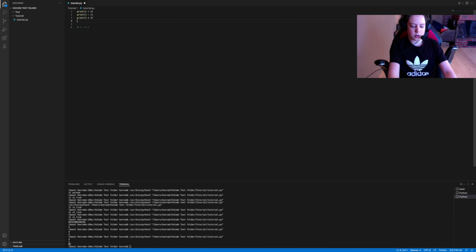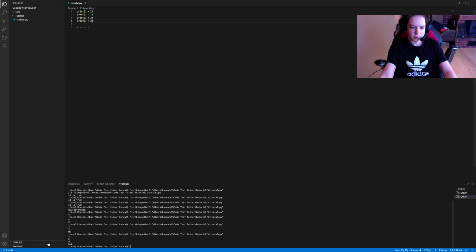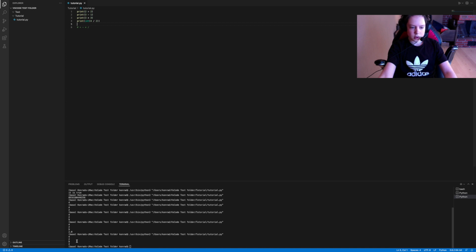And division divides two numbers. So 4 divided by 2, that becomes 2. Also, sometimes in division it accidentally becomes a float. I think the way you can avoid that is just by writing it as an integer. If you don't want that, you can specify that it's supposed to be an integer and not a float, as you can see here.